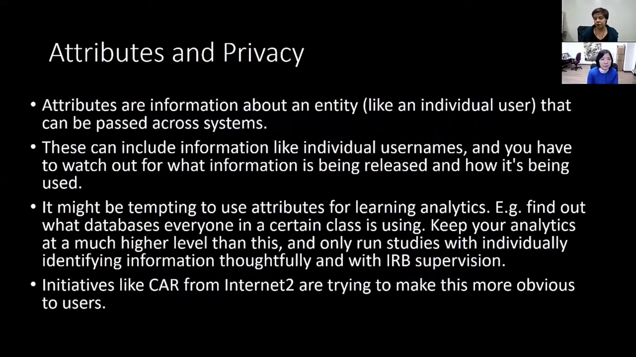I also want to mention some important considerations when you're using any kind of federated authentication technology when it comes to attributes and privacy. So attributes are information about an entity, like an individual user, that can be passed across systems. This can be information like individual usernames or email addresses that is very obviously tied to a specific individual. So you really have to watch out for what information is being released and how it's being used so that you're not accidentally releasing very individual information across systems that can be used in different ways without your knowledge. The other thing is it might seem tempting to use attributes for learning analytics. So if you can get very granular pieces of information about a person, you could, for example, find out what database everyone in a certain class is using.